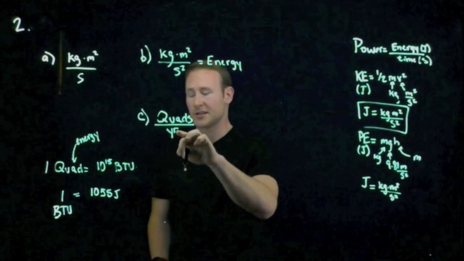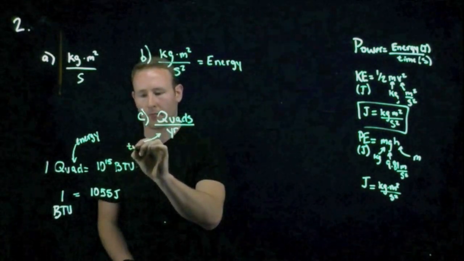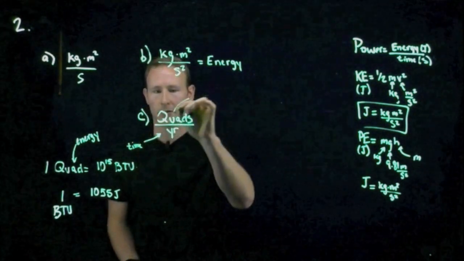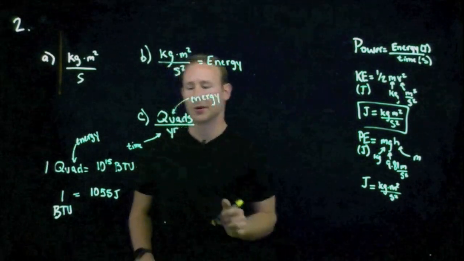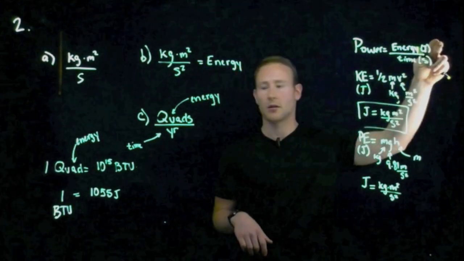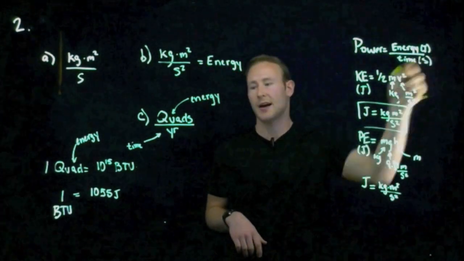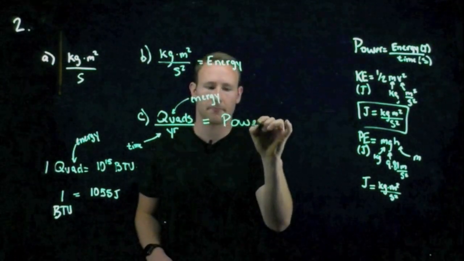And then we also have a time value on the bottom, okay? And energy, I'm just going to write that one more time. As we saw before with all this unit analysis, power is energy per unit time. So we can say that quads per year is a power term.